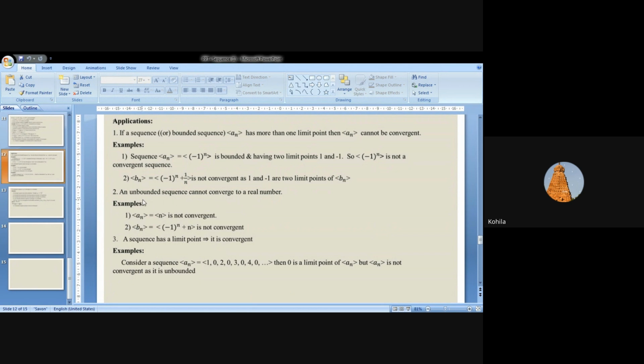Look at this example for this second statement, that is an unbounded sequence. First let's check the unbounded sequence now. a_n, that is 1, 2, 3, etc., it's going on. So this is an unbounded sequence because the least upper bound does not exist for this sequence, so it cannot converge.